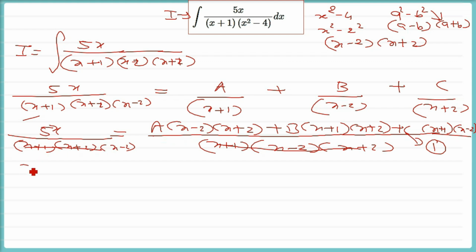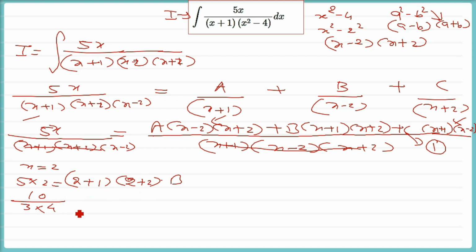Now when you put x equals to 2, these terms become 0. So 5x, x is 2, 5 into 2 will be equal to 2 plus 1 and 2 plus 2. Of course, there is a constant term, b is always there. So 5 2s are 10 on the left hand side. 2 plus 1 is 3, goes in the denominator. 2 plus 2, 4, goes into the denominator. b equals 10 divided by 3 into 4, which becomes 5 by 6. This is the first constant we evaluated.